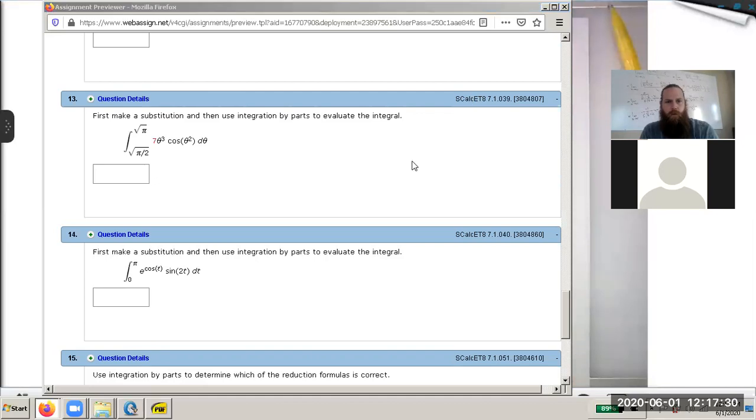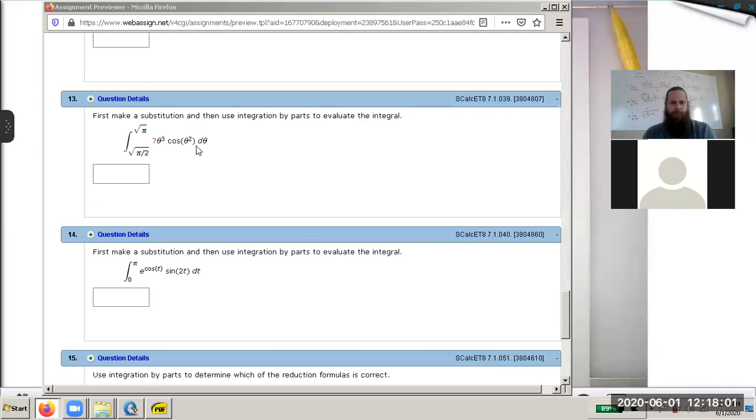Caesar asks a really good question. How do we know when it's worthwhile to try a substitution before the by parts? I would say if there's an obvious substitution, a substitution that will go through really cleanly, that's worth trying. Like for example, in number 14, I'll rewrite that sine of 2t using a trig identity, and then the integral that's staring at us after doing that is like begging for a substitution.